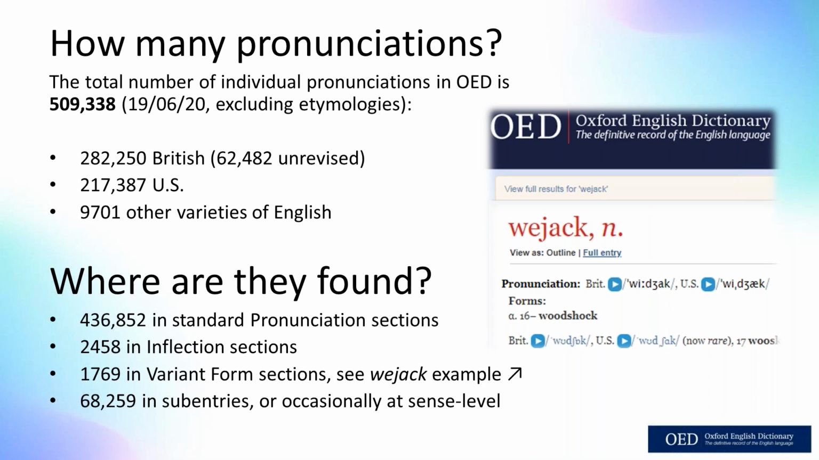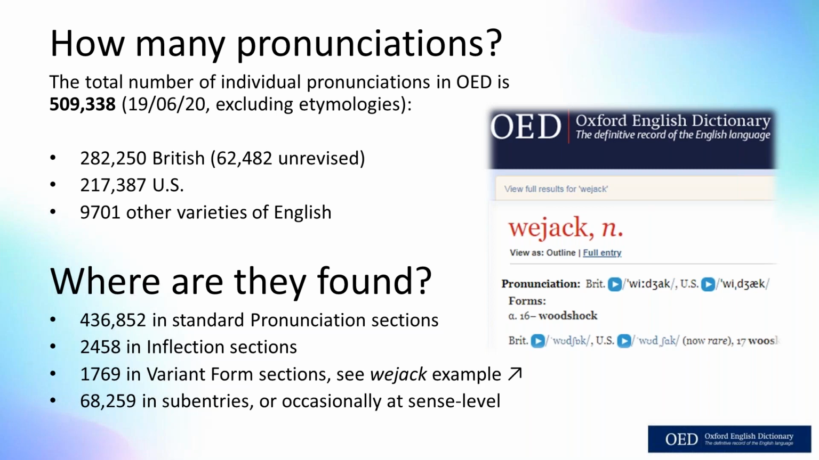Aside from our 10,000 World English pronunciations, the rest are British and US English, and much of the difference between the British and US is accounted for by the 62,000 in entries still to be revised into the latest format. For those, we only have a British pronunciation, so as our revision progresses, the US pronunciations will increase quite substantially.